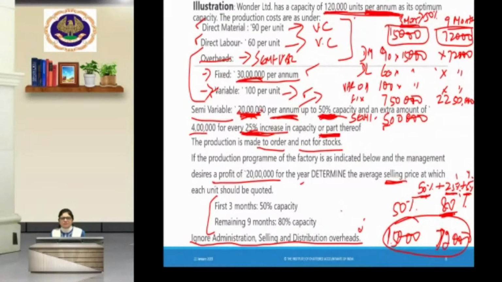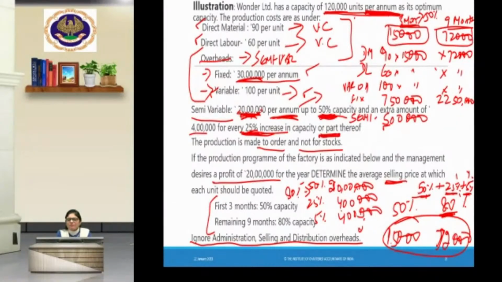So I'm writing here for 80%, how much is it? For the first 50%, for 9 months, it will be 20 lakh, which is applicable. For the next 25%, it will be 4 lakh. And for the next 5% also, it will be 4 lakh, because they are saying even for a part, you have to make it an increase of 4 lakh. So the total applicable semi-variable overheads for 9 months, at 80% capacity, will be 28 lakh per annum.